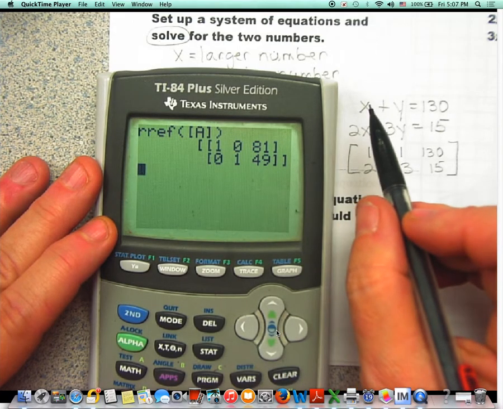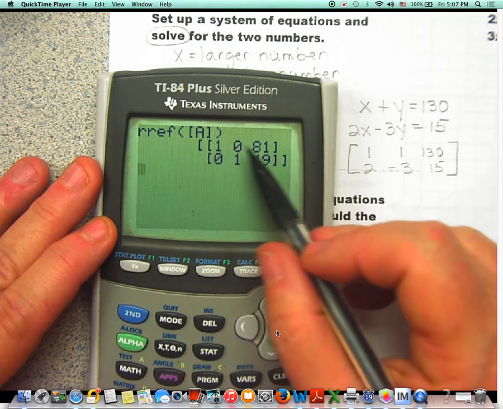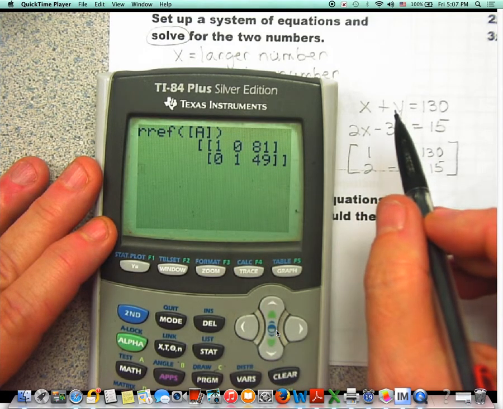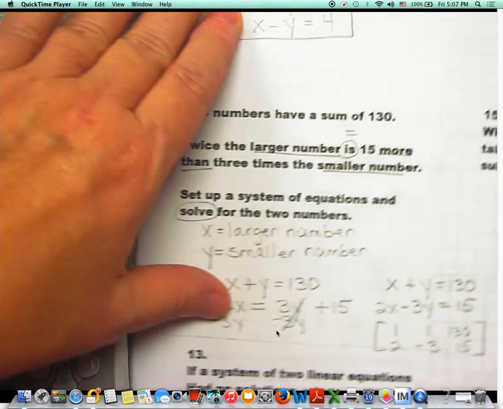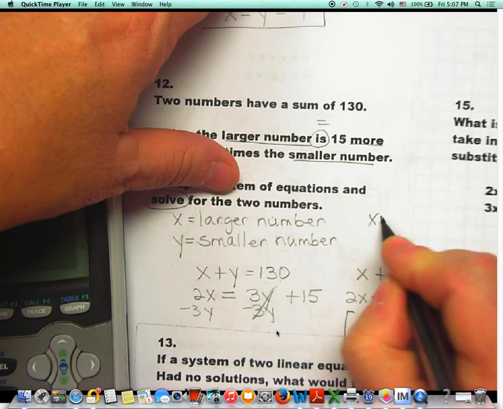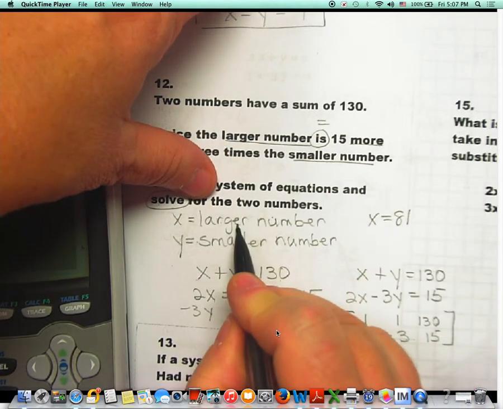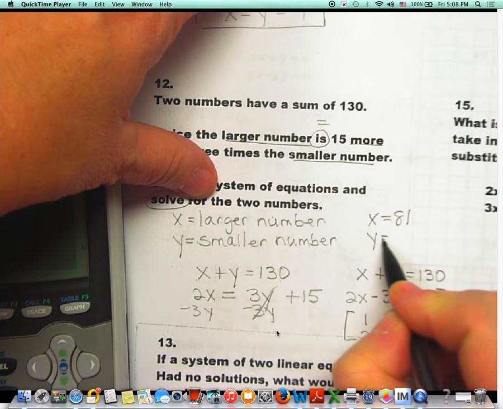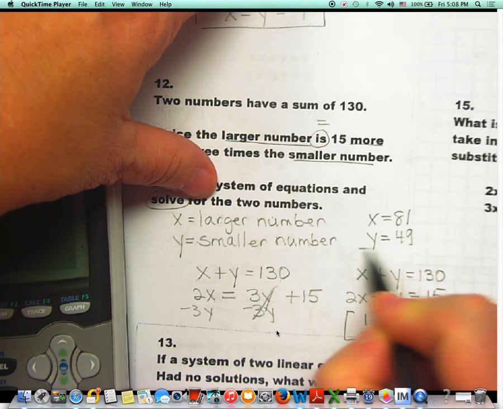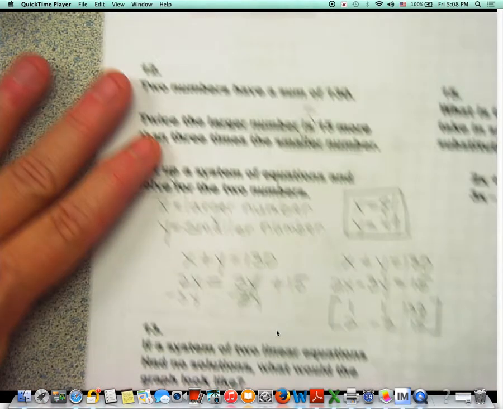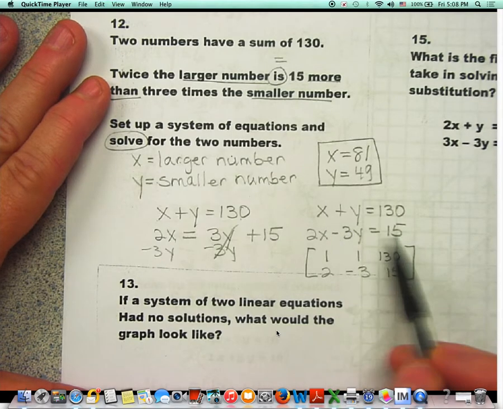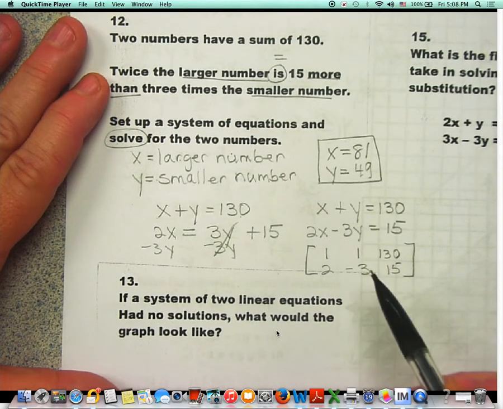And since I put x first, x equals 81, y is second, y equals 49, which makes sense because I said that x was my larger number, so x is 81 and y is 49, which is the smaller number. Now you could have done this with elimination or however you want to do that. You did not have to use matrices.